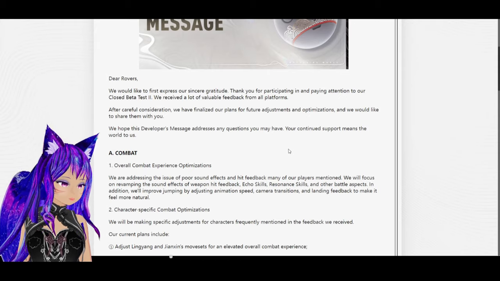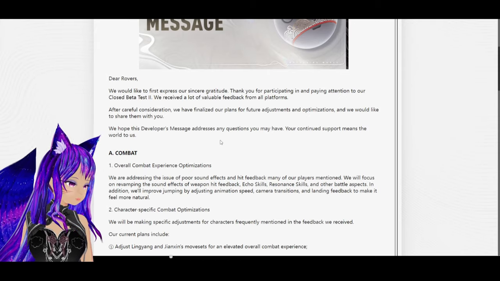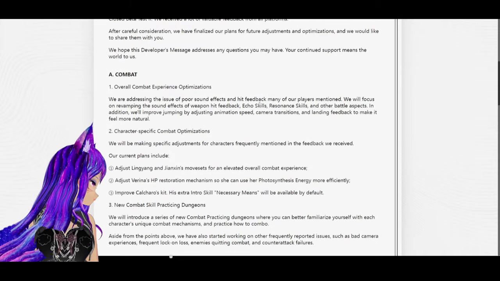So the dev sent a message about the closed beta test 2. Basically here they said that they're going to answer the questions that we have. And now let's talk about the combat.